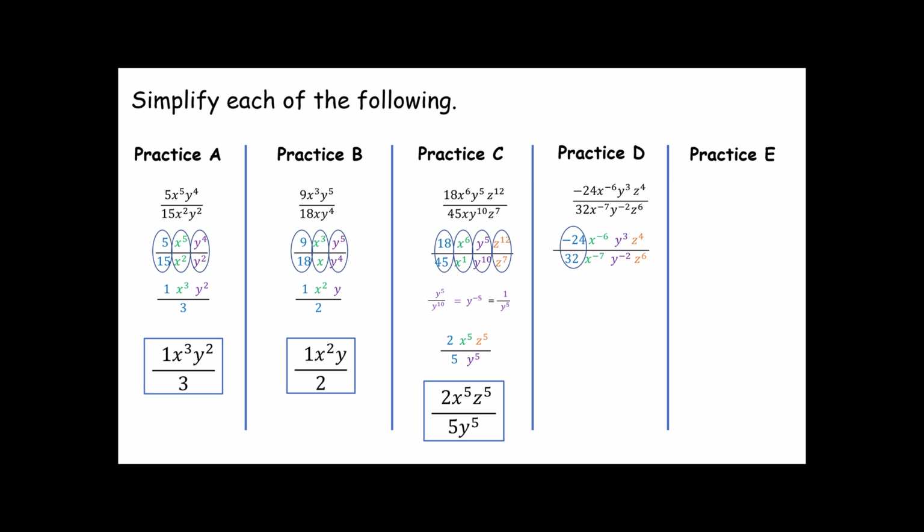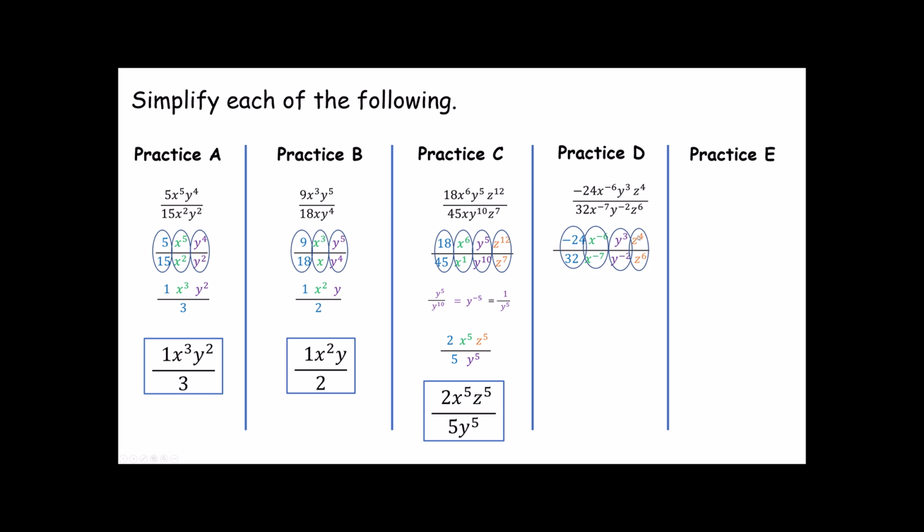The 24 and 32, I believe both of those are divisible by 8. Negative 24 divided by 8 would be negative 3. 32 divided by 8 would be positive 4. I'm going to subtract these. So negative 6 minus negative 7 makes positive 1. So I'm going to have a 1 x left on top. 3 minus negative 2 is y to the 5th. 4 minus 6 is going to give me z to the negative 2, which means that my z squared will be on bottom.